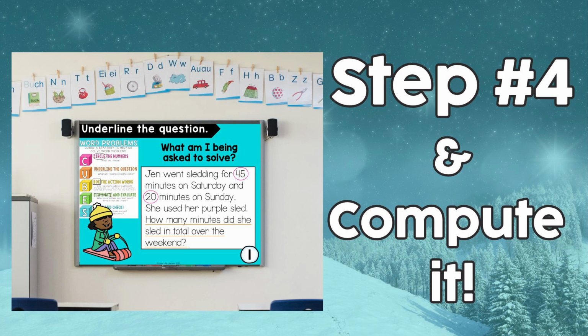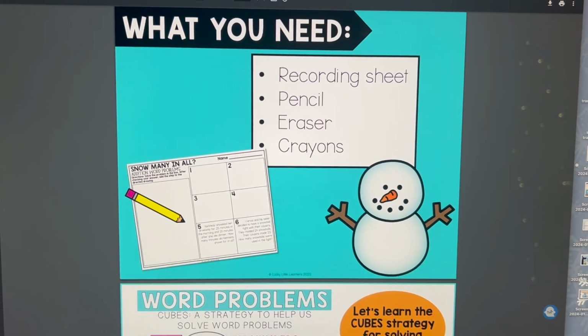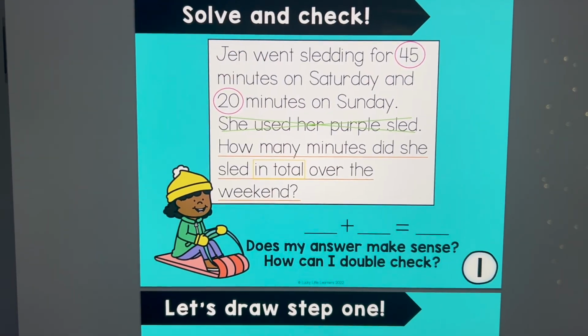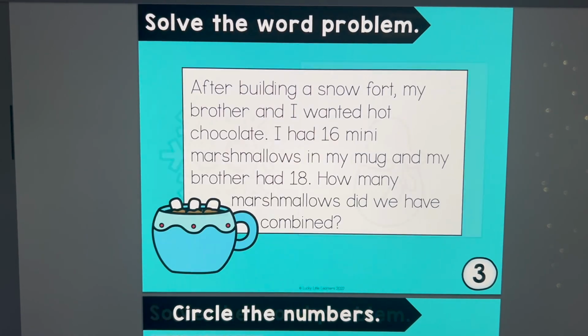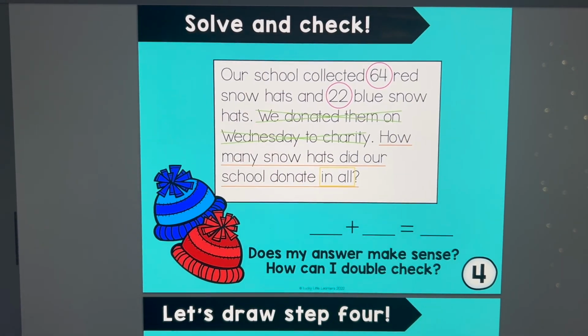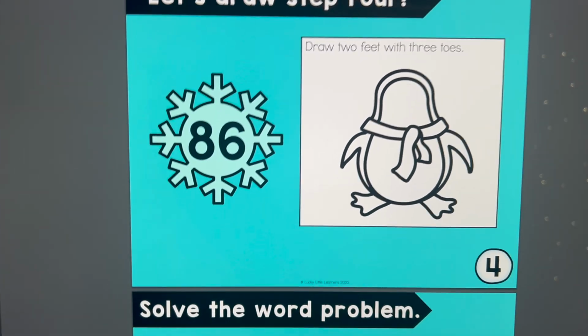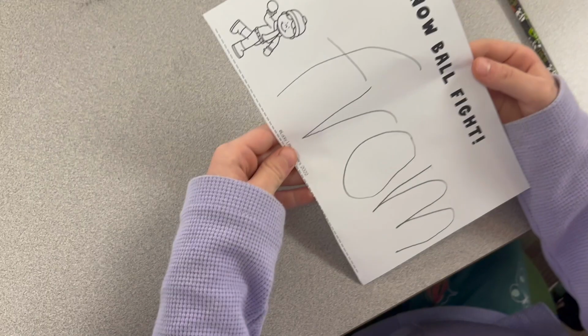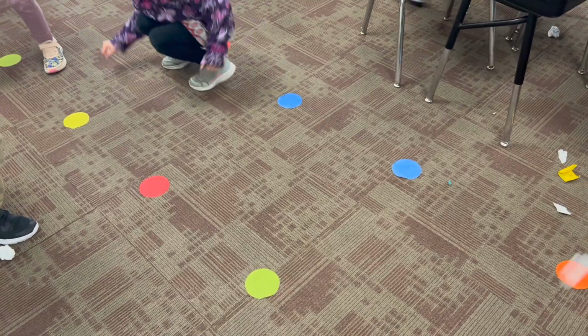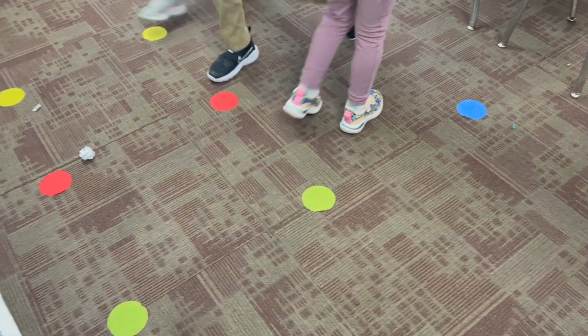The other half of step 4 is to compute it. I like to include my math lessons in my classroom transformations, and today we did these snow themed word problems. The kids loved these because after each problem, we get to add a little bit to our picture. Today we were drawing a penguin. They follow along with this worksheet to keep them engaged. In between our lessons, we did this snowball brain break practicing our spelling words. This brain break was exactly what they needed.